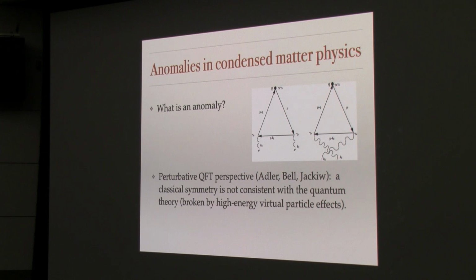Probably those of you who have seen anomalies at some point typically first encounter them in the context of relativistic quantum field theory, where they've been discussed for a long time. What you learn is that you start with a Lagrangian, some theory that classically has a symmetry. But when you try to do the quantum mechanics of that theory, you find that the symmetry is broken in some mysterious way by very high energy virtual particles. So it's this mysterious process from the very ultraviolet.